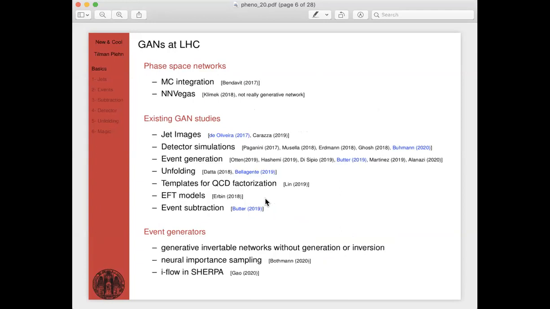Ben David's paper, the first one here, Klimek and Perlstein, is not really a generative network, but nevertheless should be mentioned here. And then we have GAN studies. I'll talk about a few of them now in my talk.